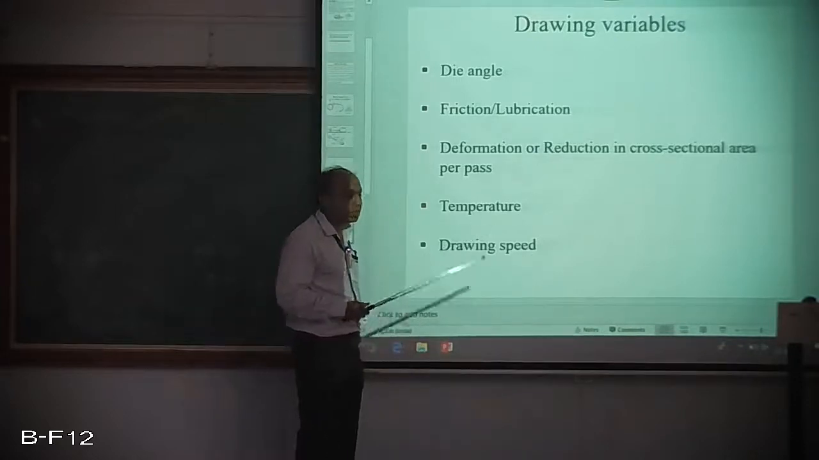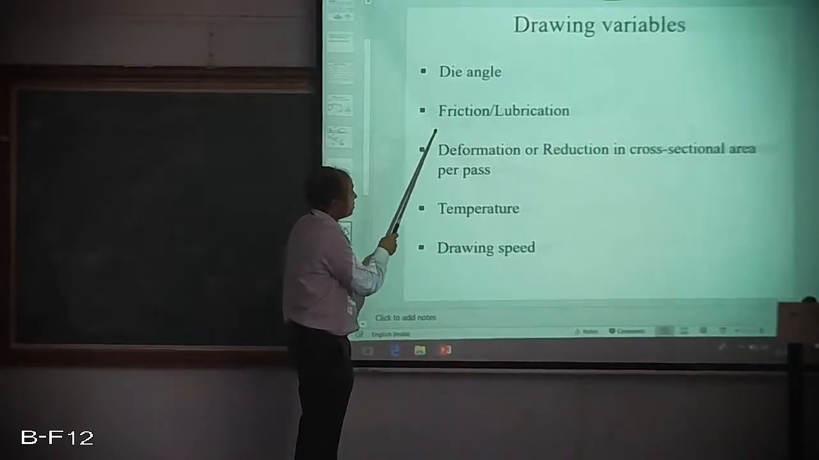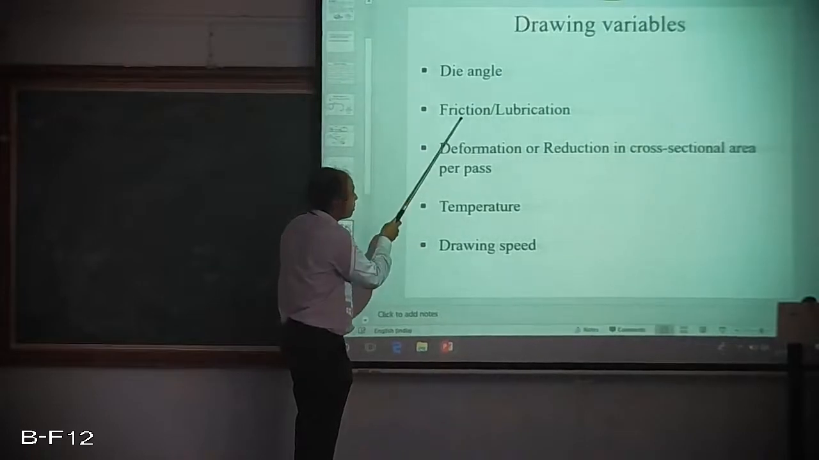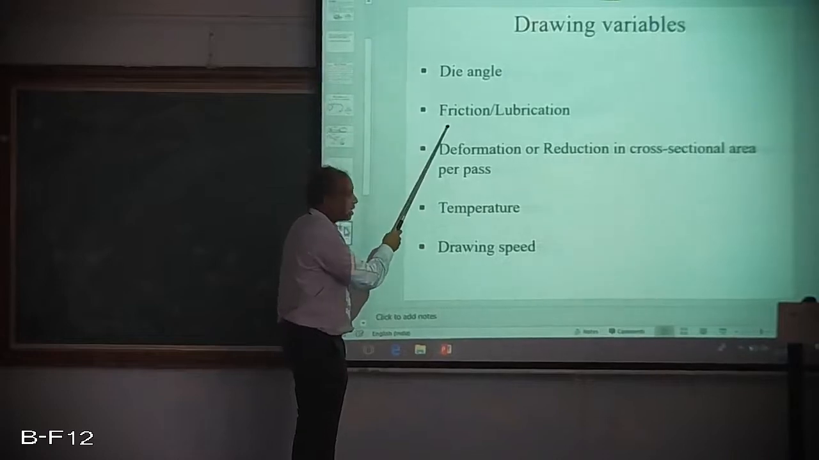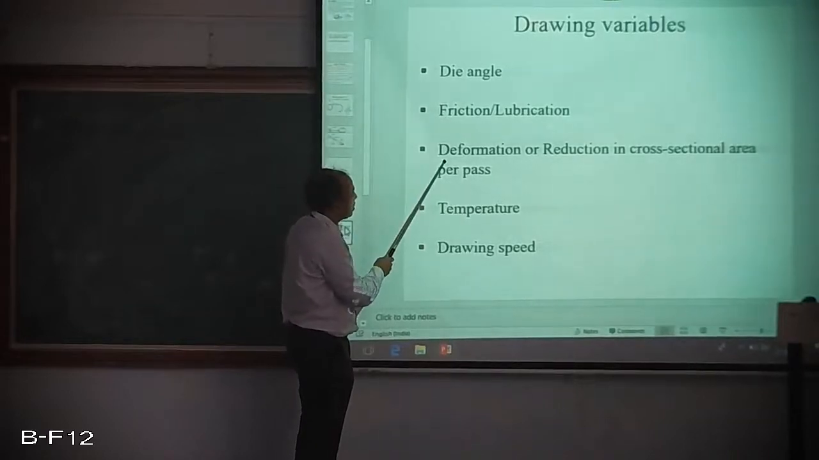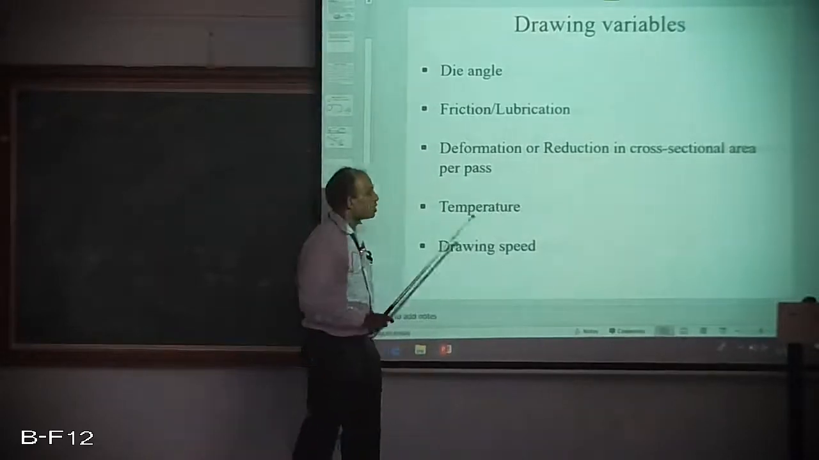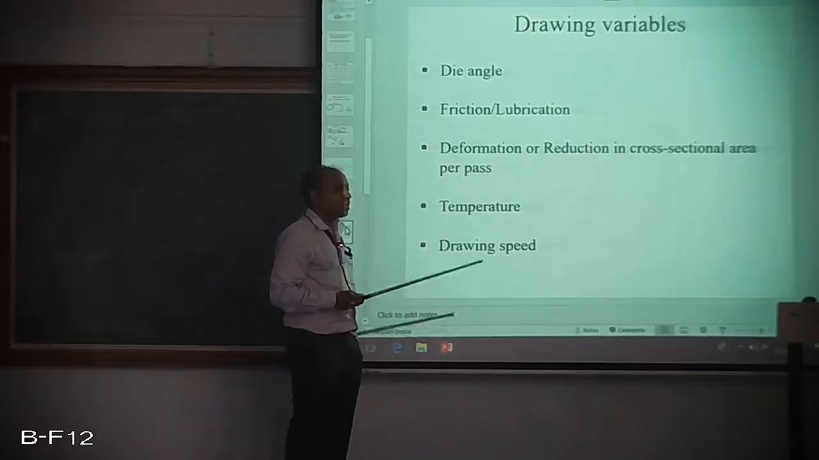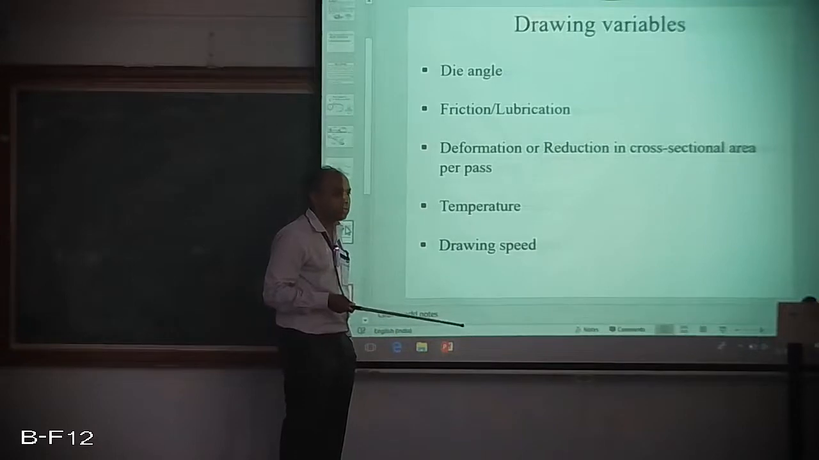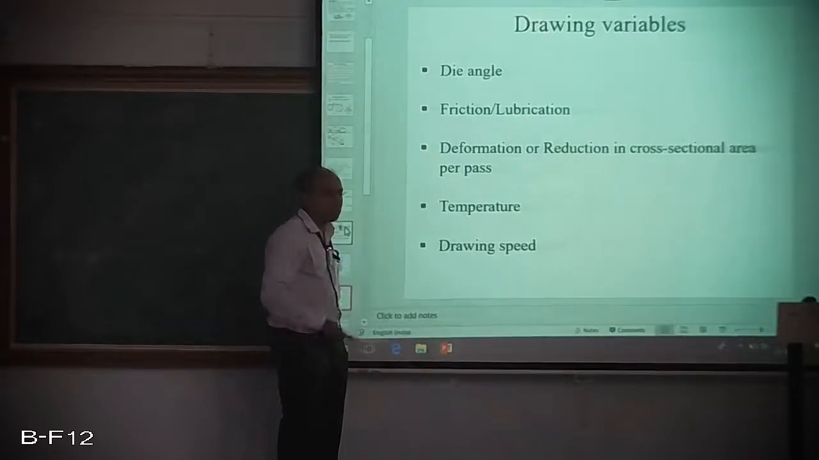So what we'll try to cover here now: first one, die angle. Second one is friction. Lubrication will come along with friction, so I will say friction only. Third one is the reduction in cross sectional area per pass. That is another very important variable: how much I can reduce in a given step per pass. The more I can reduce, the better it will be, but as I said, some practical limitations are there. As we come here, we'll check that.